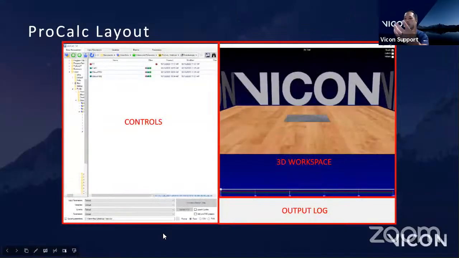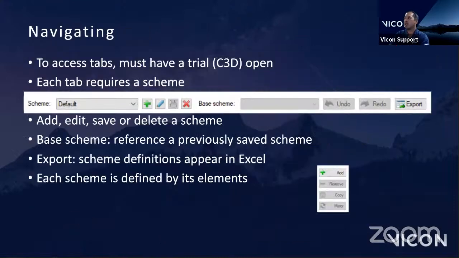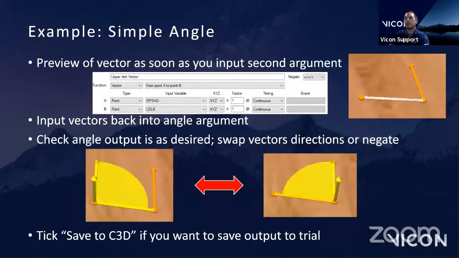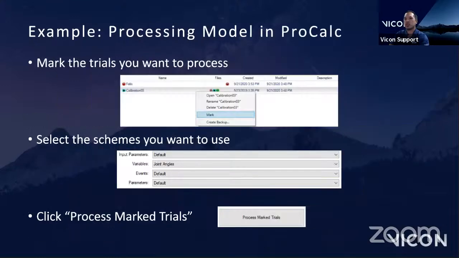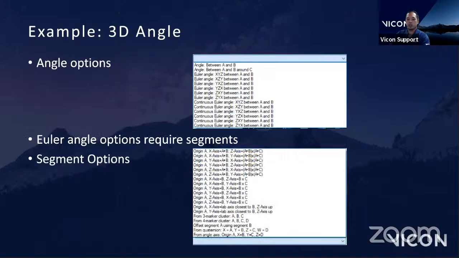So I talked about the layout, talked about the schemes, I talked about navigating within a scheme, and then we started going through the simple angle example. I just wanted to show you that you do have some notes here that will help you, and I will make these trials and these schemes available so you can try them out as well. Okay. So there are definitely some notes here for processing both in ProCalc and in Nexus. I'm going to skip through this quickly. The next thing that we're going to do is look at a 3D angle, right?